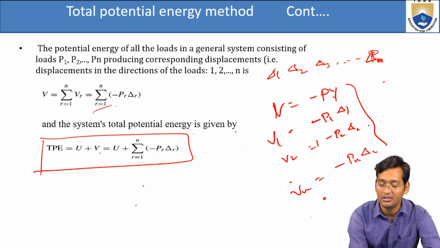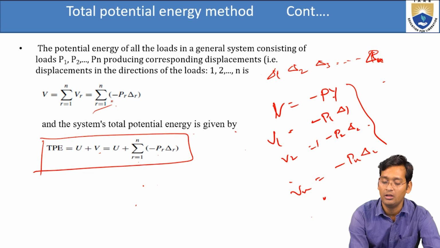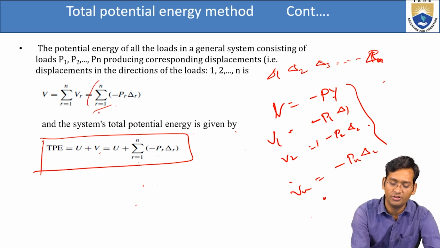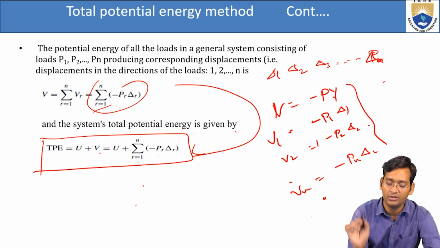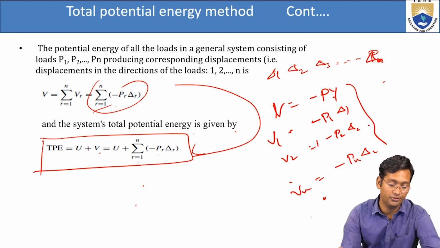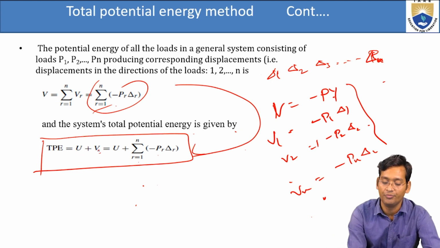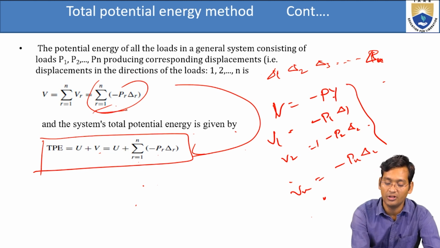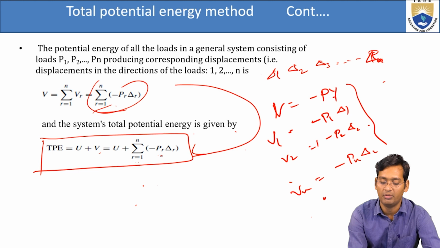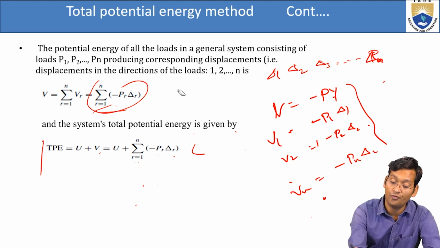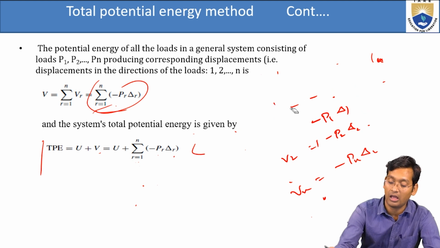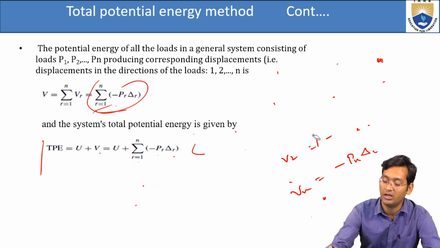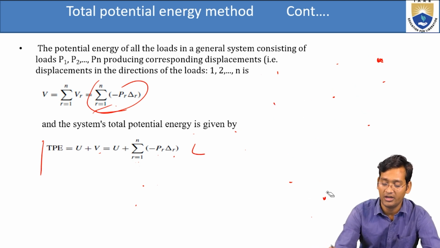Instead of writing this, simply write the sum over r equals 1 to n of minus Pr delta r, right? Now just put this value in and you will get the total potential energy. The total potential energy equals U plus V, which is U plus the sum over r equals 1 to n of minus Pr delta r. This is the total potential energy of the system having n number of loads acting on it.